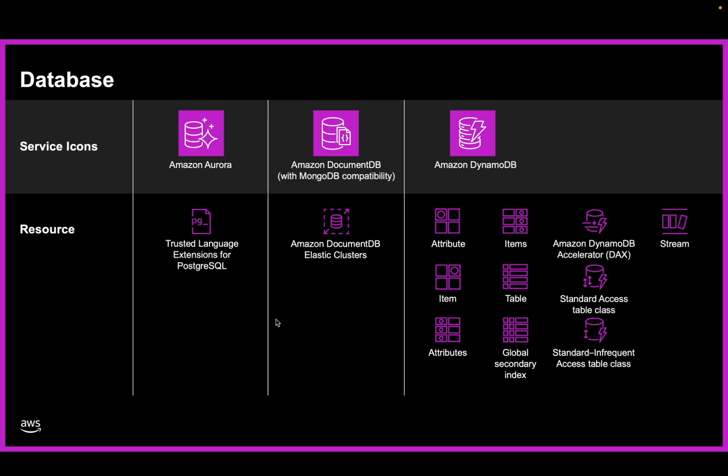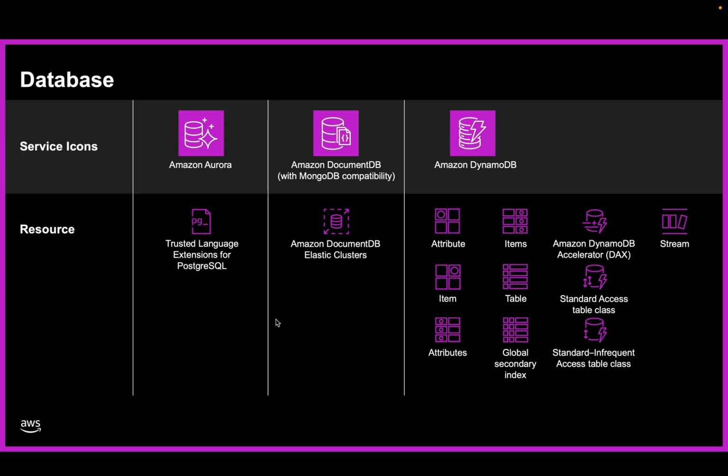And also it has the standard access table class and the standard infrequent access table class. These are the different kinds of storage classes. One is the standard access table, which will fetch the record based on the requirement, and infrequent access, which will slowly fetch the record from the database. This is all about the databases in AWS. Also we do have the relational databases like PostgreSQL, MySQL, MS SQL Server, which were not mentioned here.